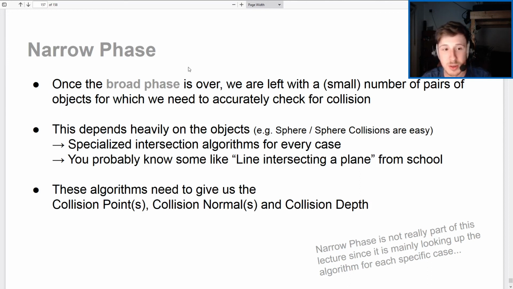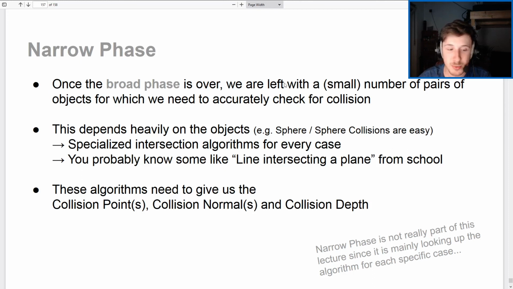For example, the new Chaos physics system for the Unreal Engine has probably hundreds of those for any kind of object, and intelligently chooses which one to use. And yeah, line intersecting a plane, you probably know that from school. I don't quite remember the details for that, for example. I probably had to look them up or think about them for a while to get them fully into my brain. And basically, these algorithms also need to give us collision points, collision normals, collision depth, and even more information for some more complicated systems, if you want that.